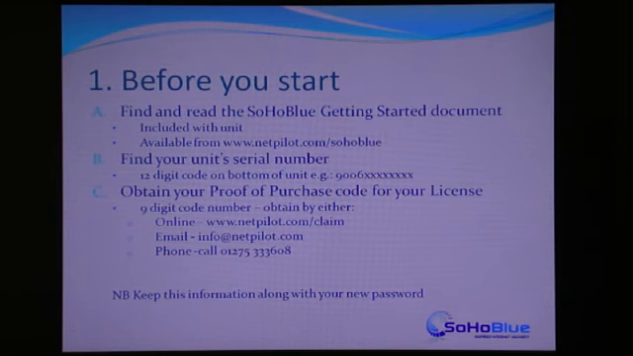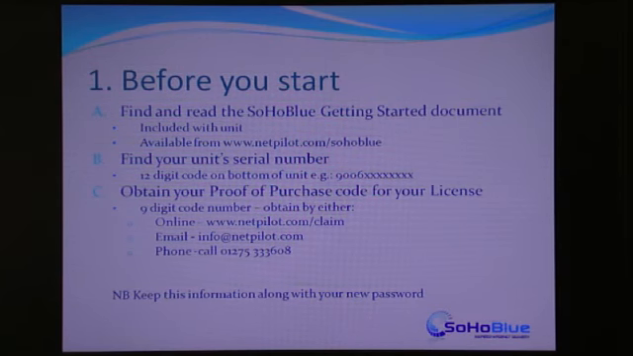The second thing we must do is obtain the unit's serial number. Now this is on a label on the bottom of the unit. It starts with the numbers 9006, and what you're after is the 8 subsequent digits, making a total of 12 numbers and letters in total. So once you've got that serial number, it's a good idea to write that down.